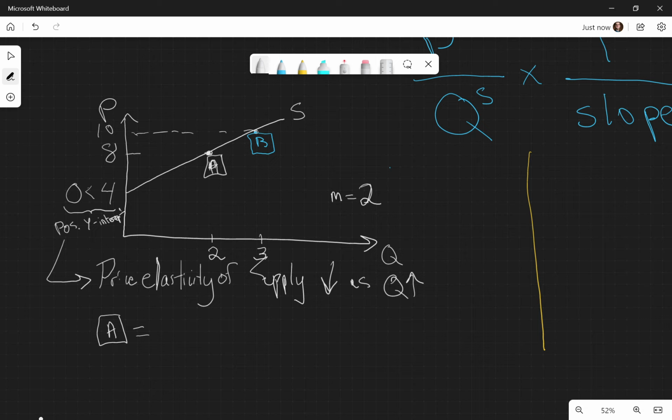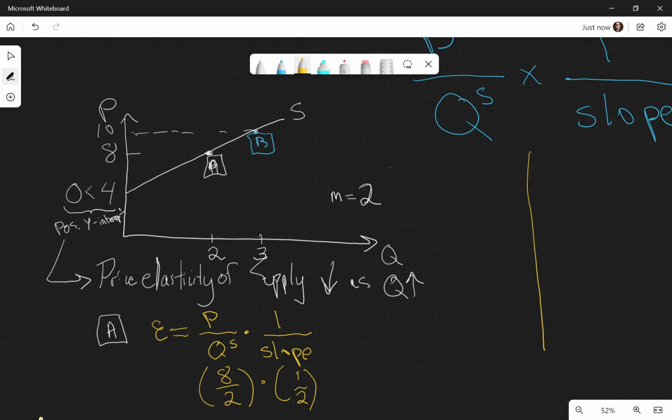So the price elasticity at A is going to be equal to my price over my quantity supplied times 1 over my slope. And so my price over quantity supplied is going to be 8 over 2. My 1 over slope is going to be 1/2. And so 8 over 2 is 4. Half of 4 is 2 flat. Not 2 carbonated, 2 flat.